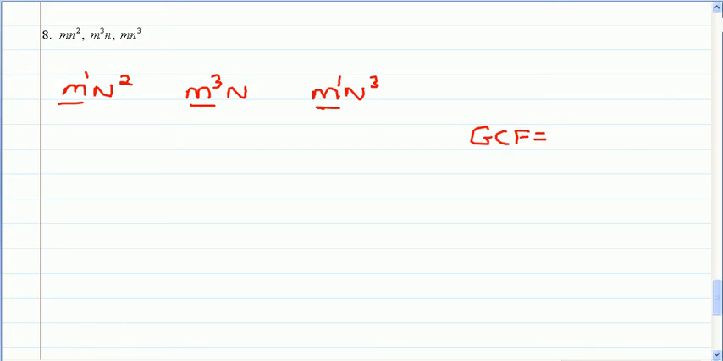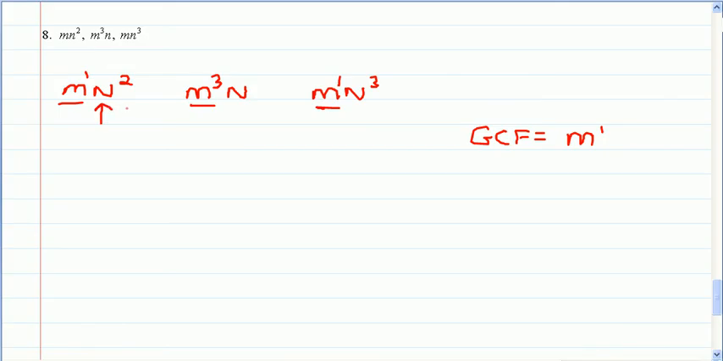And for the last example, mn squared, m cubed n, and mn cubed. So I'm just going to write these out. I don't have to make a list for this one because we don't have any numbers in front other than coefficients of 1. So all three of these terms have the letter m. And the first one has a power of 1, the second one a power of 3, and the third one a power of 1. So since they all have the letter m, we take the lowest of all three powers, which is just 1. Two of them happen to have a power of 1.